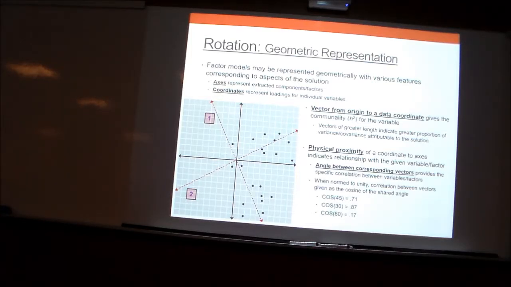And so this is just an interpretation from a geometric representation of what's going on with this rotation, right? So our eigenvalues don't change. It's just helping us interpret these a little bit better, okay?